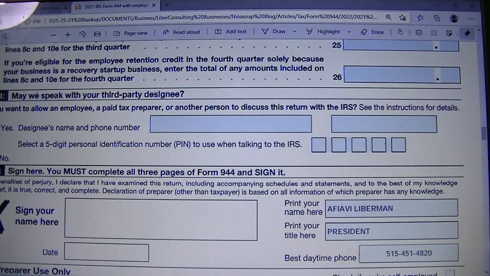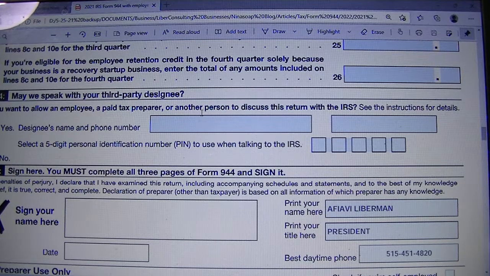Part 4, may we speak with your third-party designee? I like to just say no. So if the IRS wanted to speak with somebody, they will just contact you, the owner himself, the one that filed the tax return for your business. So I like to keep it like that.